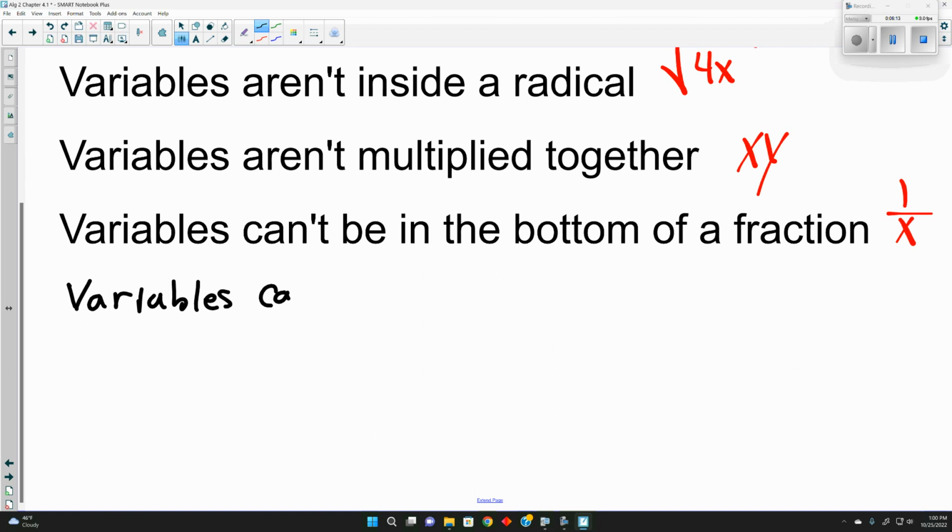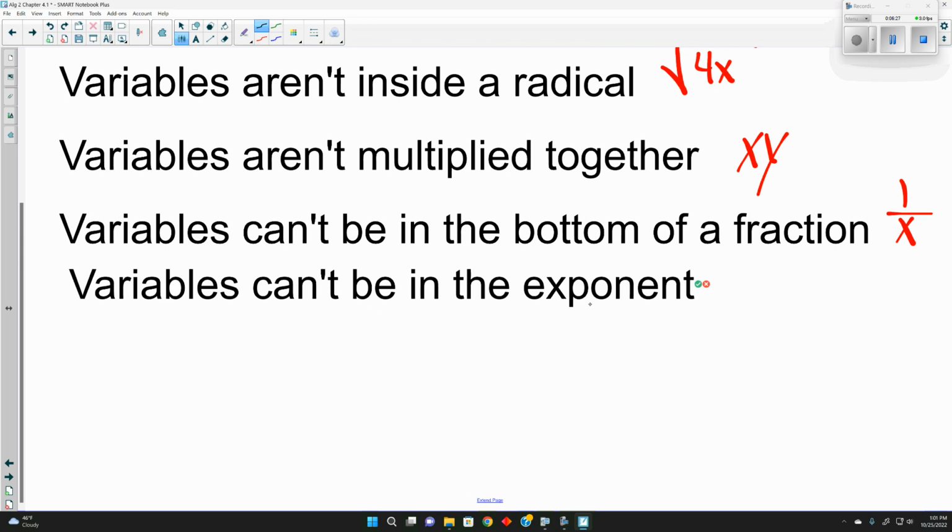Variables can't be in the exponent. Use an S. Exponent. Yeah, I think there's supposed to be an S in there, but that's fine. E-X-P-O-N-E-N-T, exponent. We can't have a variable in the exponent.